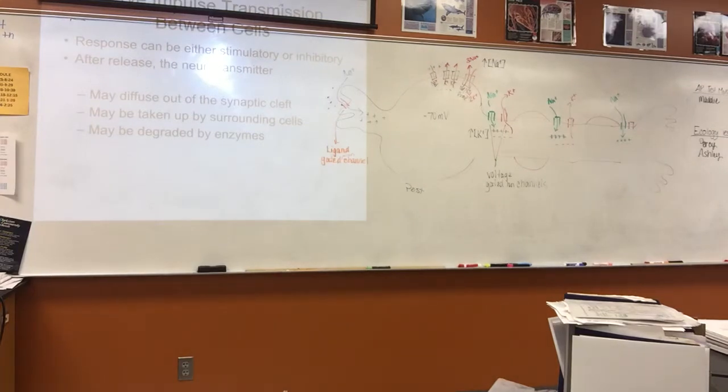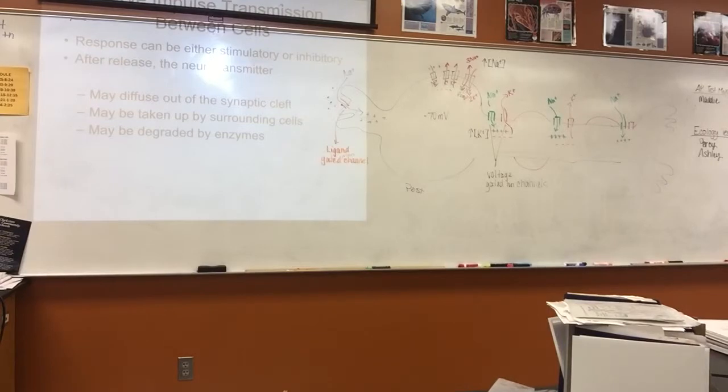So, when that communication occurs, the response can either be what we call stimulatory or inhibitory. I use that example with the knee-jerk reflex that I'll talk about in just a second. After release, the neurotransmitter can do one of 3 different things. It can diffuse out of the synaptic cleft. Sometimes it's taken back up by surrounding cells and reused or recycled, and sometimes it's broken down by enzymes. Long story short, the neurotransmitter doesn't stay attached to the receptor on the neuron forever.